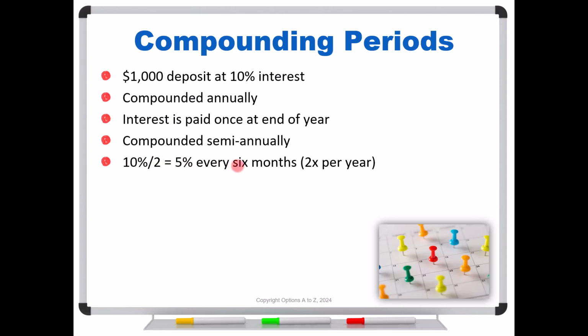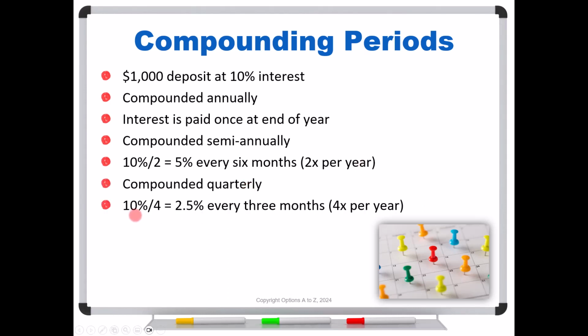So instead of getting one deposit at the end of the year, you're going to get 2 deposits, one in 6 months and another in another 6 months. And each of those deposits earns interest. If it's compounded quarterly, they're going to take the 10% annual rate divided by 4, which is 2.5%, but they're going to pay that every 3 months. So now all of those deposits will be earning interest for those 4 payment periods.